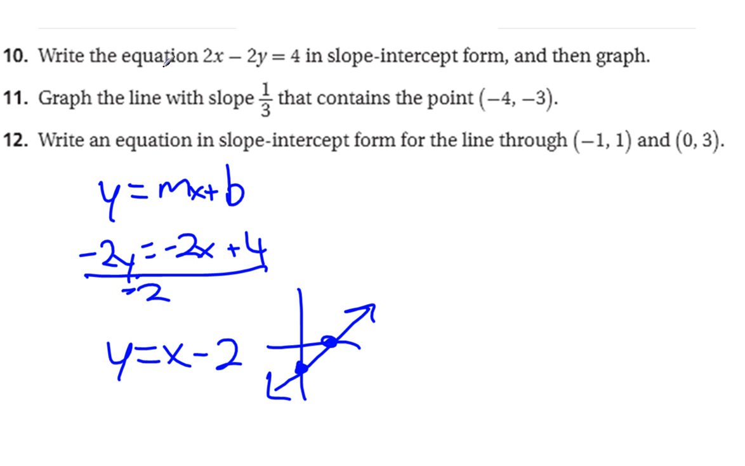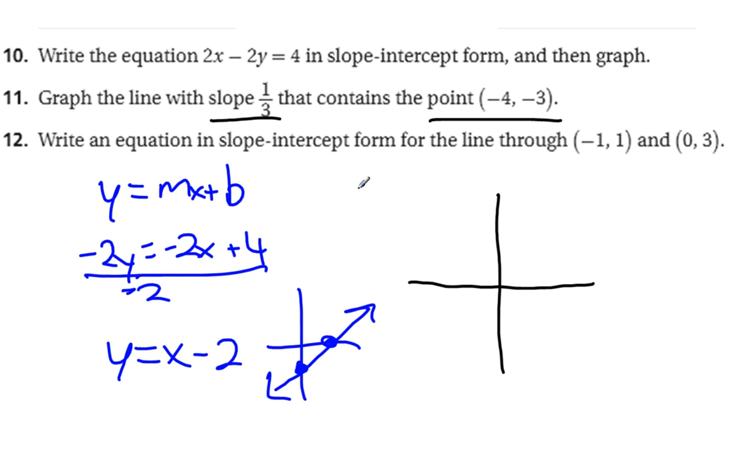Alright. Graph a line with slope 1/3 that contains the point (-4, -3). Okay. Graph it. I don't want to graph it, but we'll graph it anyway. That's a bad line. So what we can do, if all it wants us to do is graph it, I know what you're thinking, slope, point, we should use point-slope form, and yes, that would be very good, but we don't actually care what the equation is, we just want to graph it.